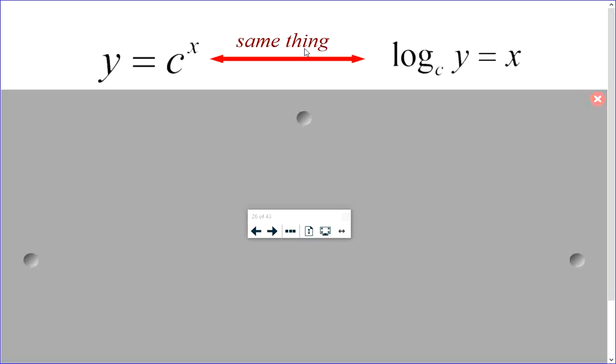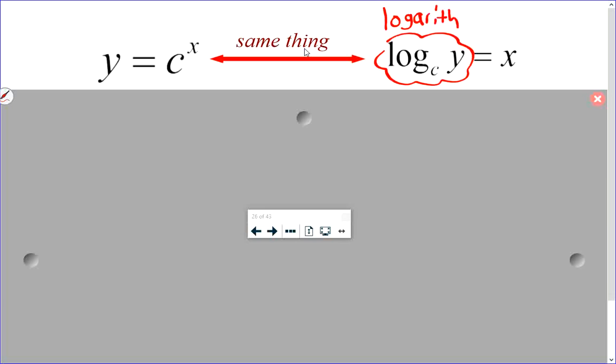Now, I told you that a logarithm is an exponent, okay? This is a logarithm. What is it equal to? It's equal to x. So x is the logarithm. x is the exponent to which you raise the base to get y. The logarithm is always equal to the exponent. So in other words, whatever is by itself in the logarithmic form is the exponent in the exponential form.